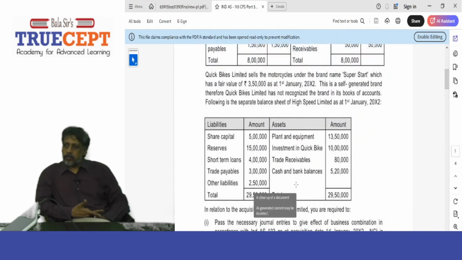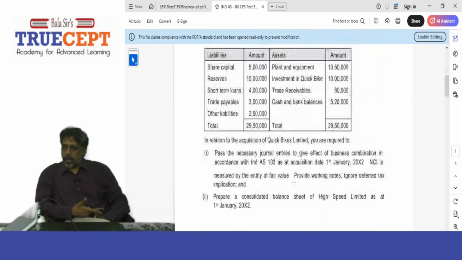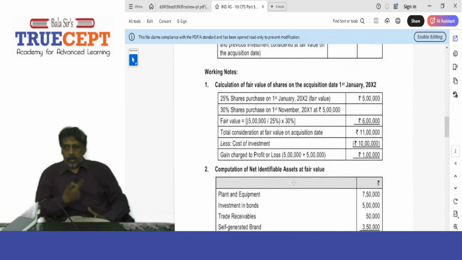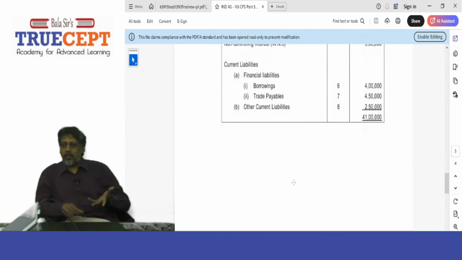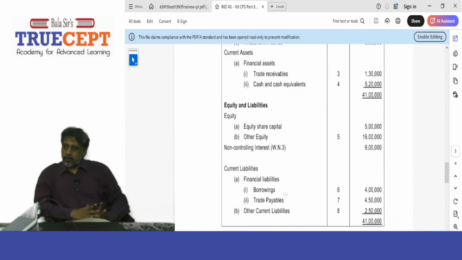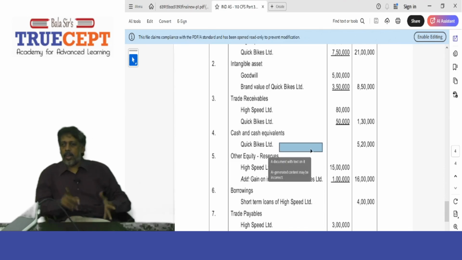It's only in High Speed Limited that we have cash and bank balance of 5 lakh 20,000. It's not there in Quick Bikes, right? That's all, only my cash. You shouldn't say my, it's only High Speed's cash, 5 lakh and 20,000. Quick Bikes 0. In all, 5 lakh and 20,000.